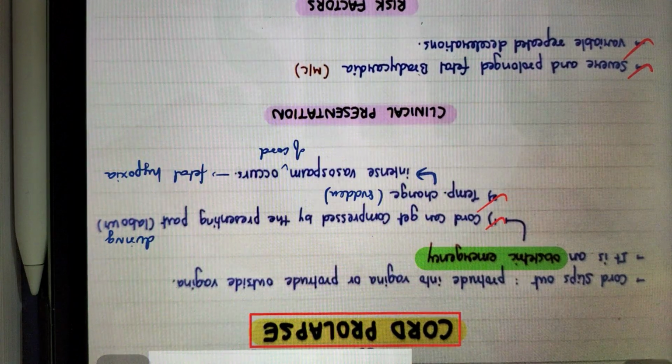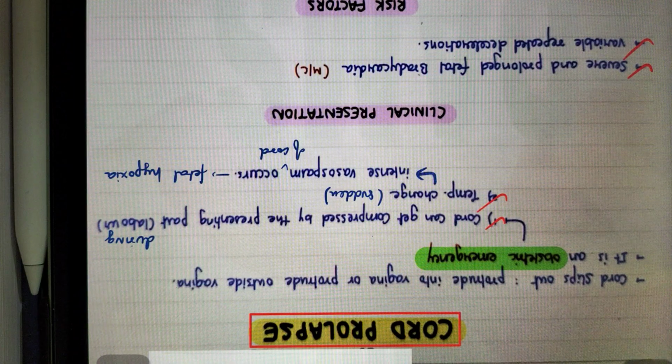Now, cord prolapse. In this case, the cord slips out, protrudes into vagina or protrudes outside vagina. It is an obstetric emergency. Cord can get compressed by the presenting part during labor. Sudden temperature change occurs, leading to intense vasospasm of cord, causing fetal hypoxia.